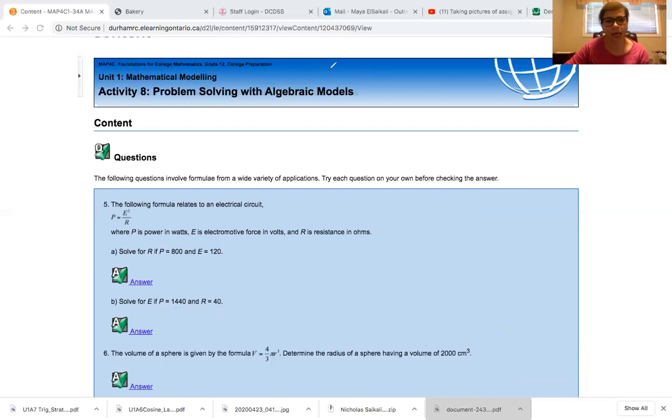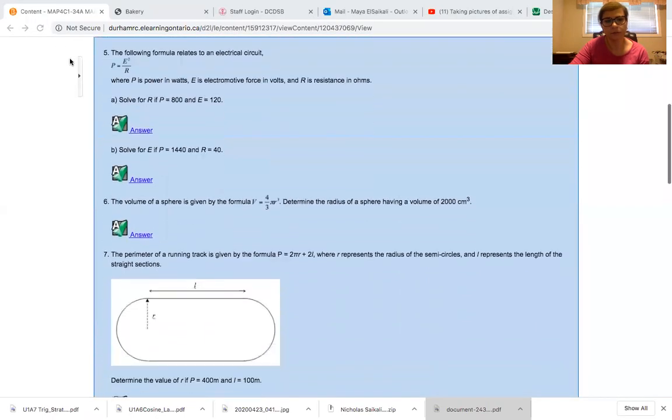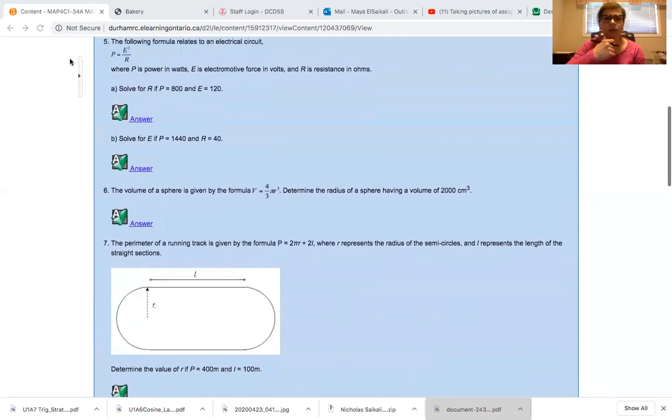All right. Now, let's look at the next question. The volume of a sphere is given by the formula V equals 4 over 3 pi r cubed. Determine the radius of a sphere having a volume of 2,000 centimeter cubed. So in this case, I know the volume, I'm looking for the radius. All right, so what I have here is I know the volume, I am looking for r.